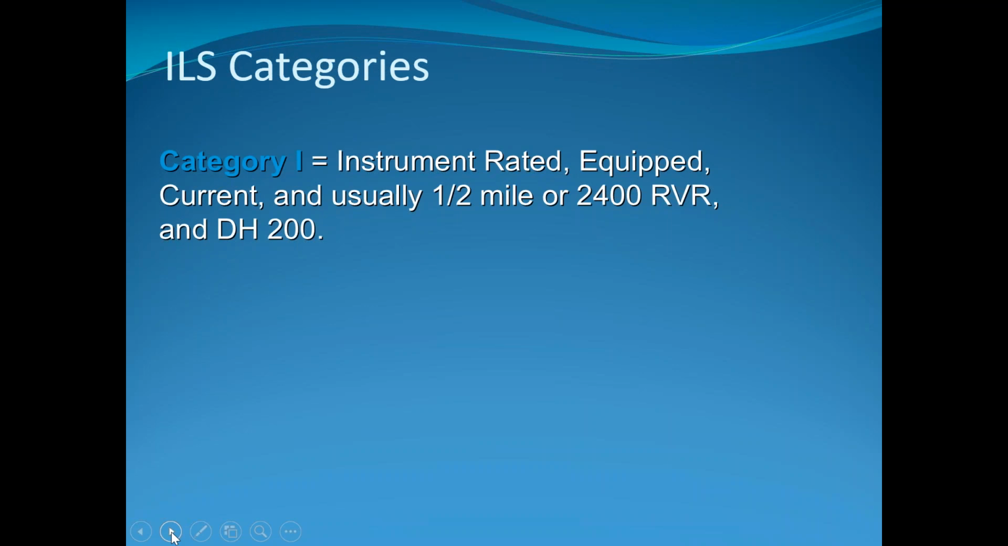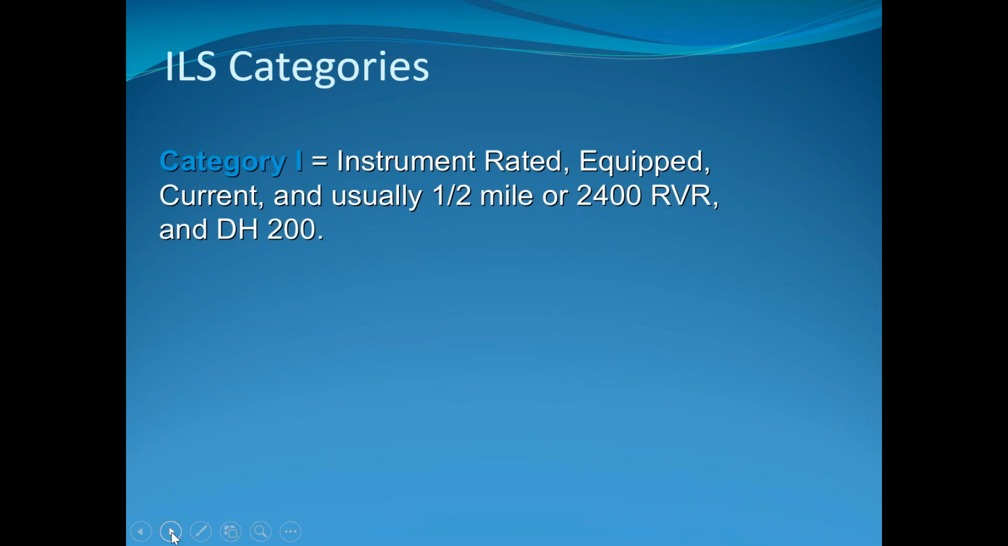But Category 1 means, first of all, it's instrument rated, so if the aircraft has ILS technology equipped, it will allow that aircraft to fly down to a minimum of a half-mile visibility or 2,400 RVR. RVR is your runway visual range. That's what that stands for. And a decision height of 200 feet.